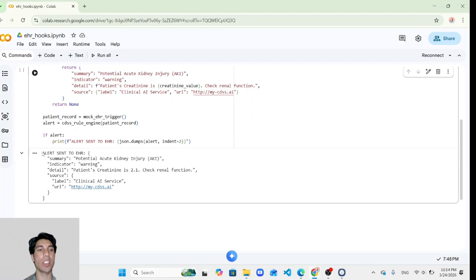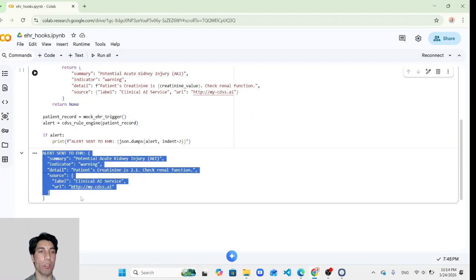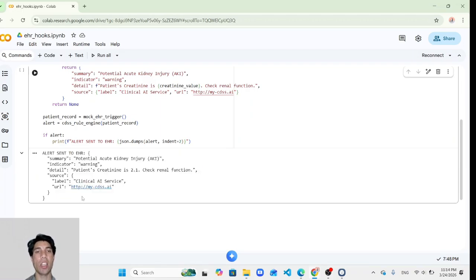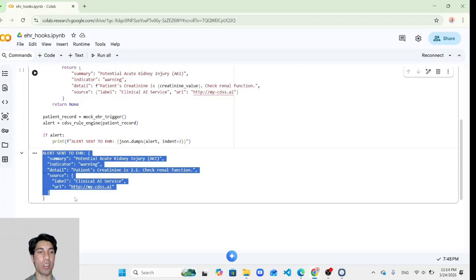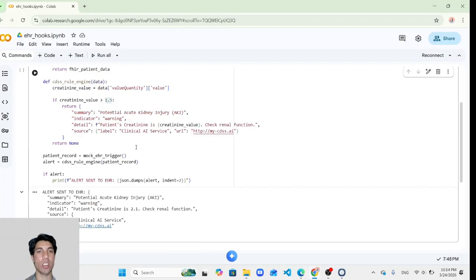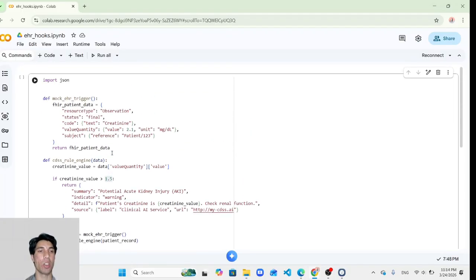This is obviously simple data in JSON format. The clinician will obviously get this data on a dashboard, so it will be cleaner and more user friendly. This is just a mock example of how this workflow works.